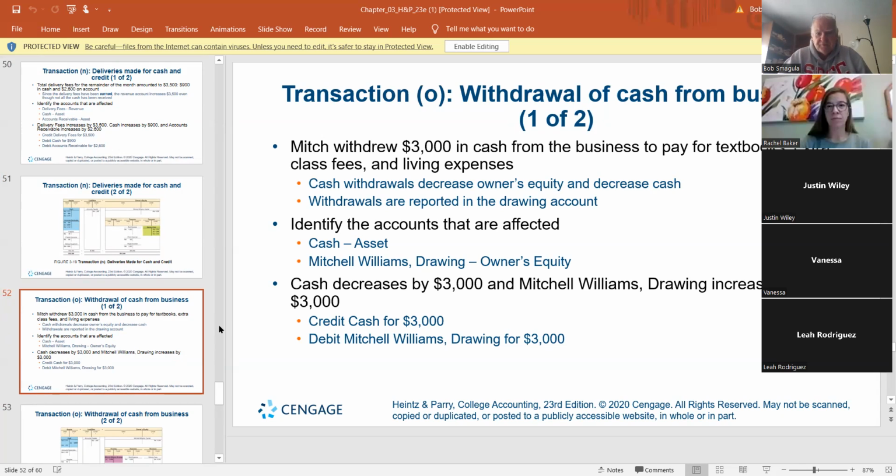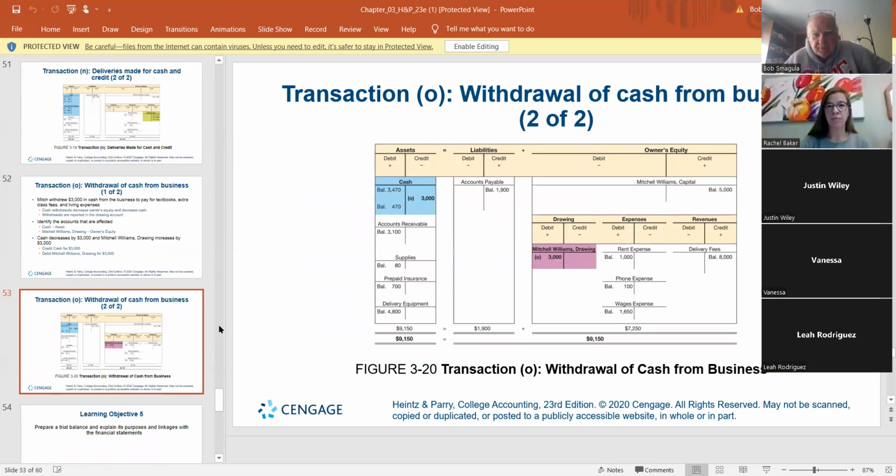You know that reduced the equity in the business. This business is now worth $3,000 less than it did before. A withdrawal, a drawing, same thing. They are not expenses. They are reductions of your equity.